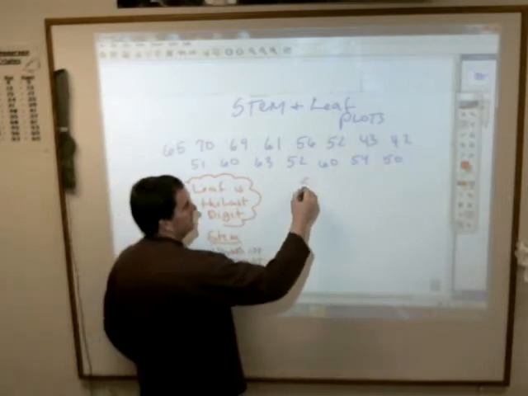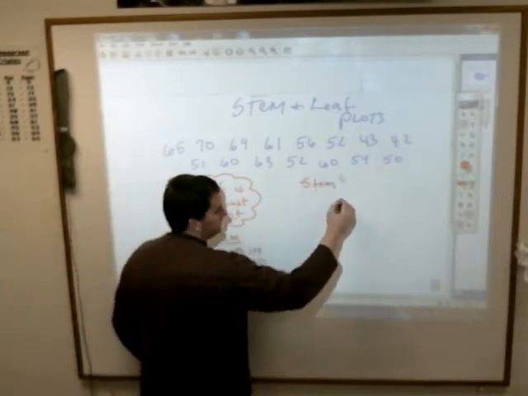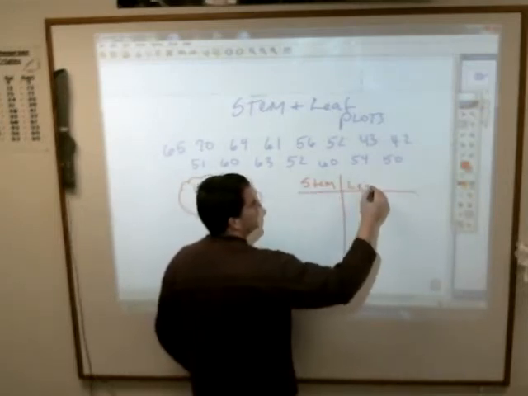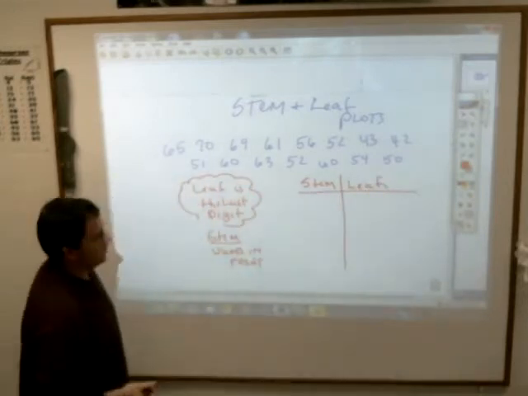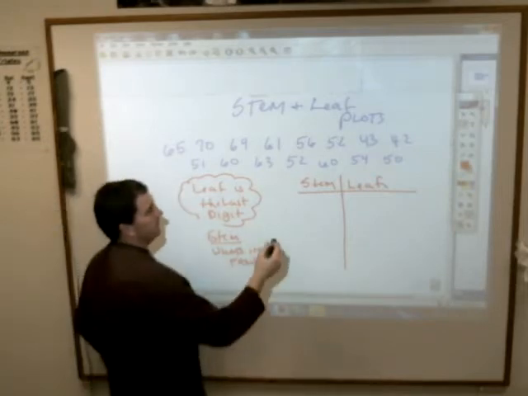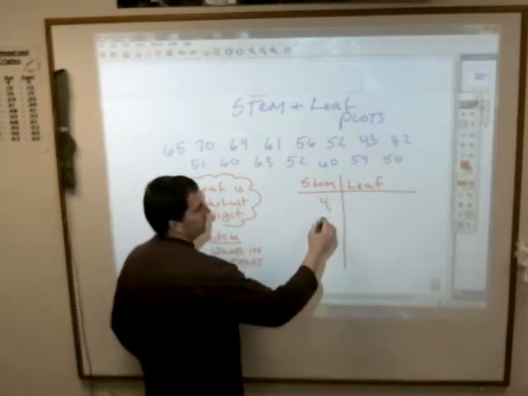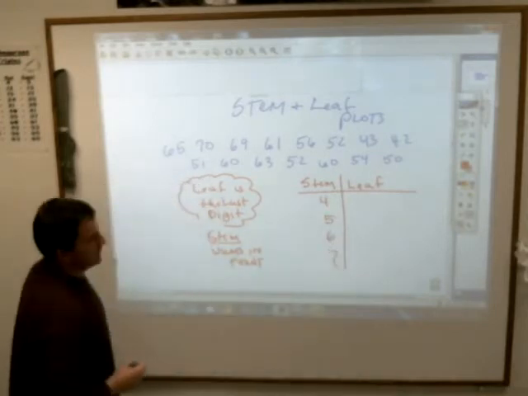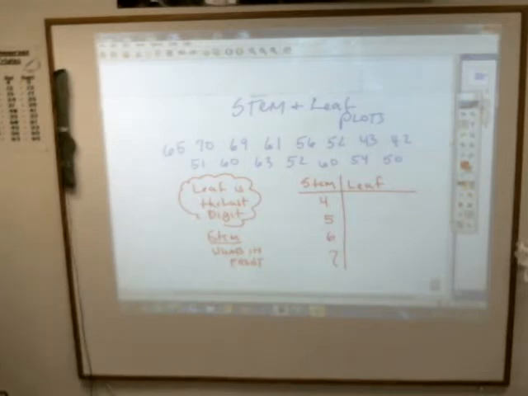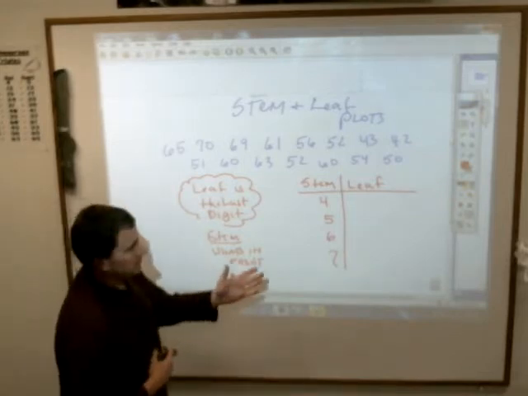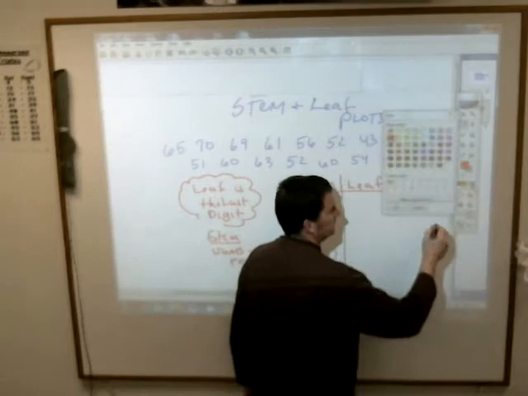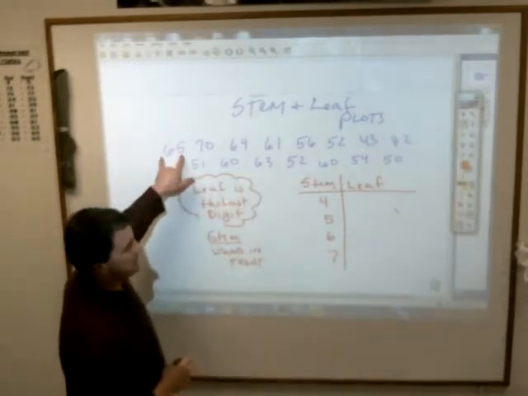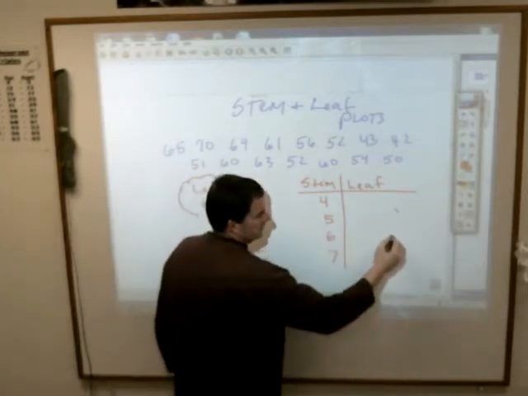So it looks like this. Here you have your stem, and then over here, you have your leaf. And you look at what you have for stems. What I have for stems are numbers that are in the 40s, the 50s, the 60s, and the 70s. Those are my stems. And then I just organize them as I go along. When you try to keep them in numerical order, sometimes it's a little tough to do. So it's hard to see what's coming up here. But 65, for instance, here's the 60, so you put the 5.